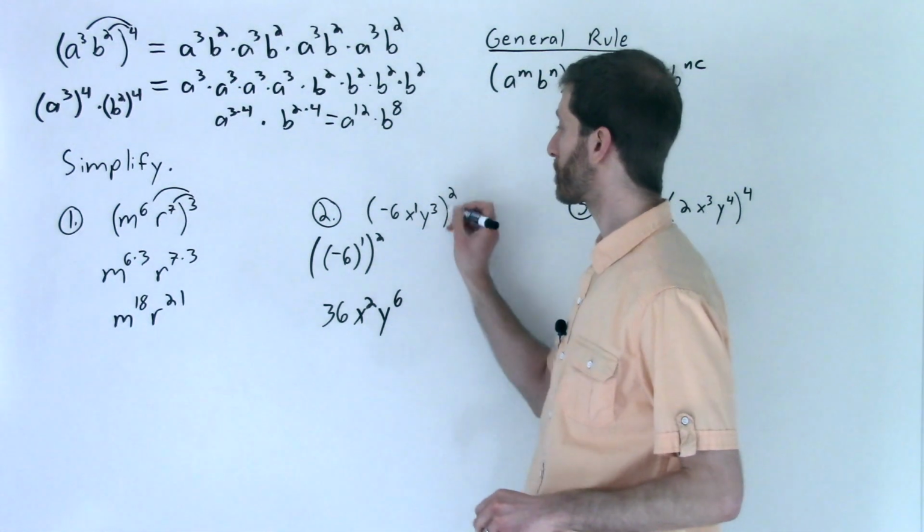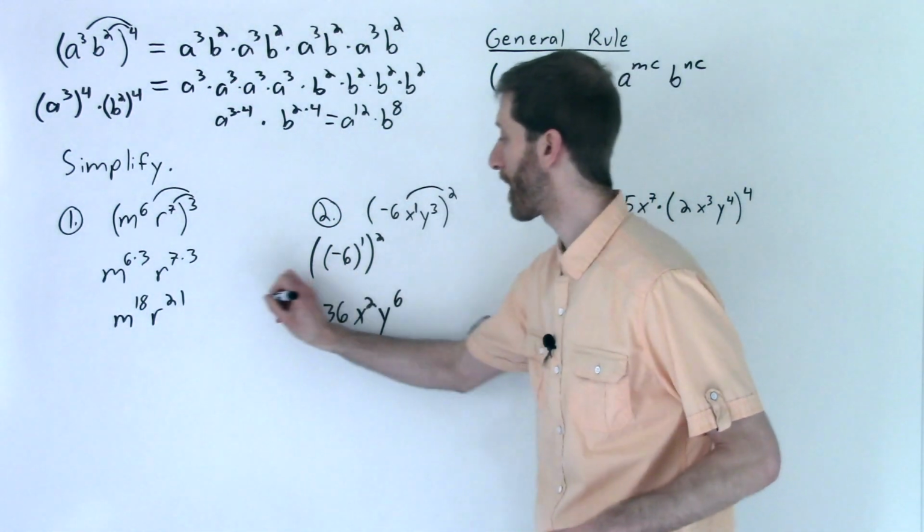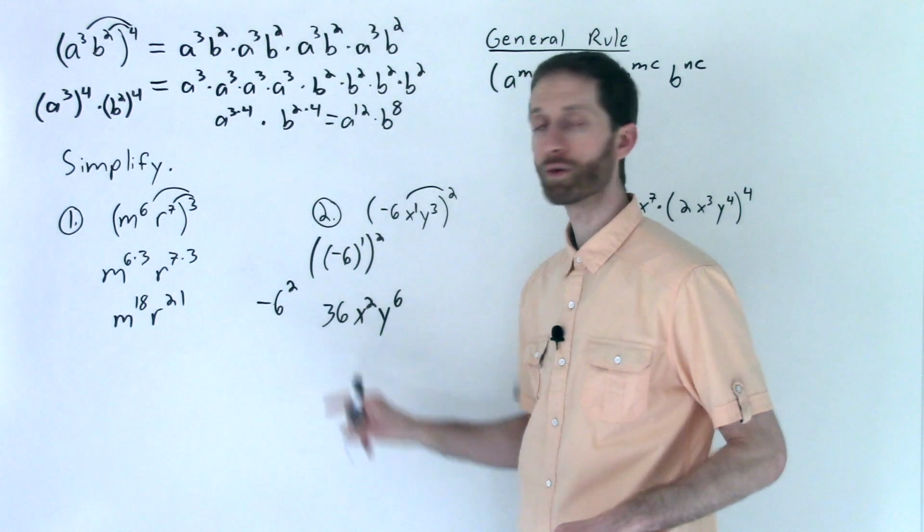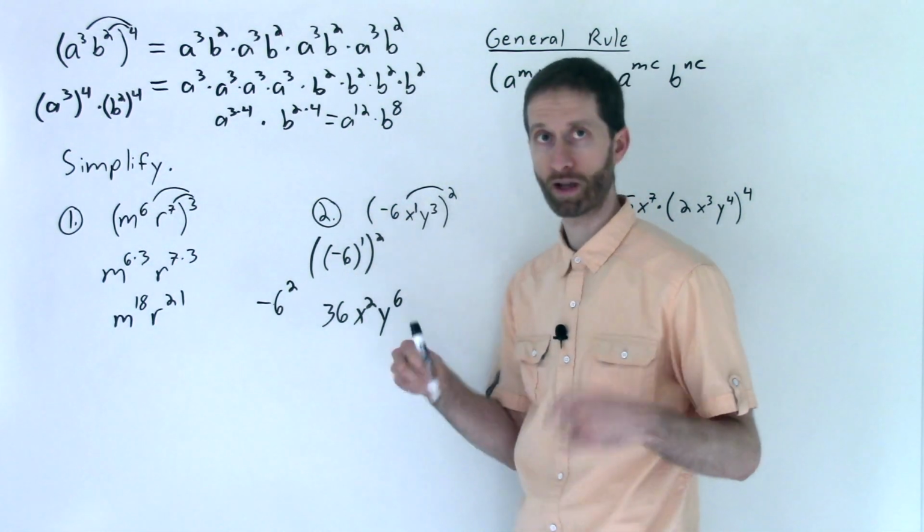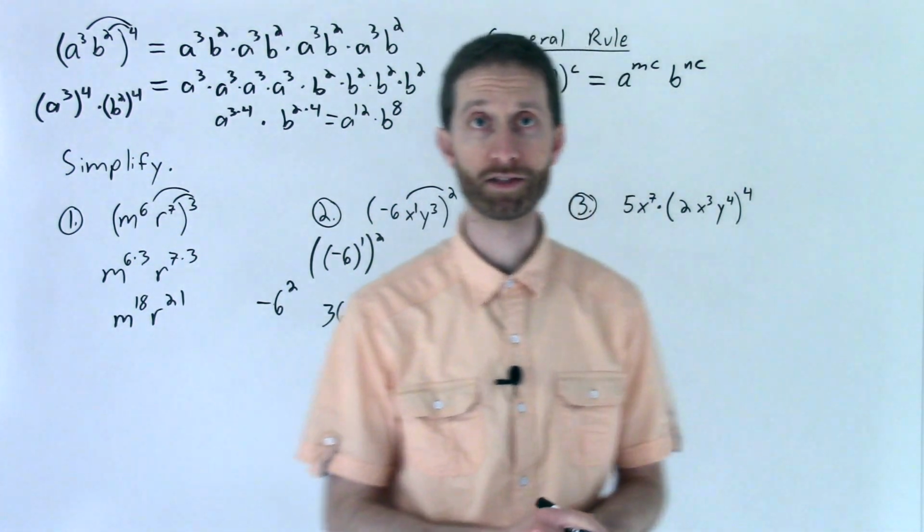The key here is don't just distribute the 2 to here and say, oh, it's -6 squared. That'll get you a negative answer. The negative is also being raised to the second power, giving you a positive number.